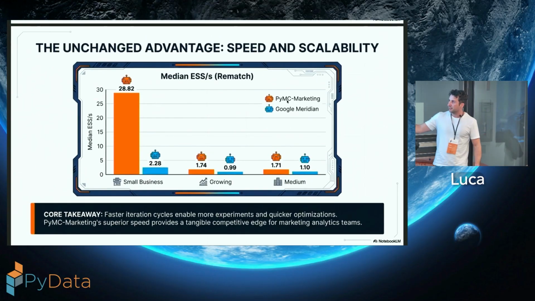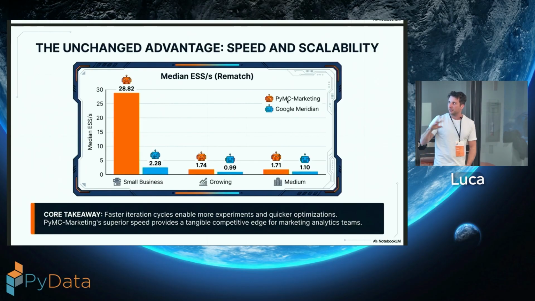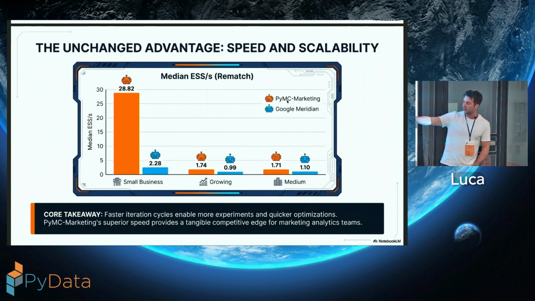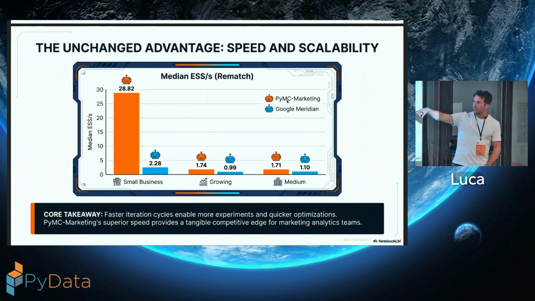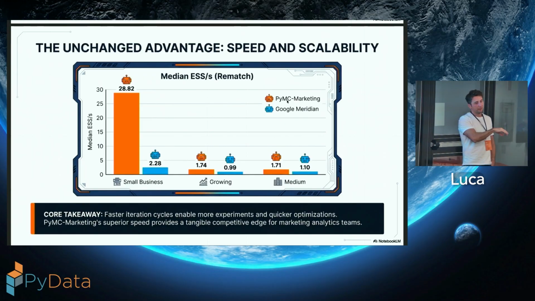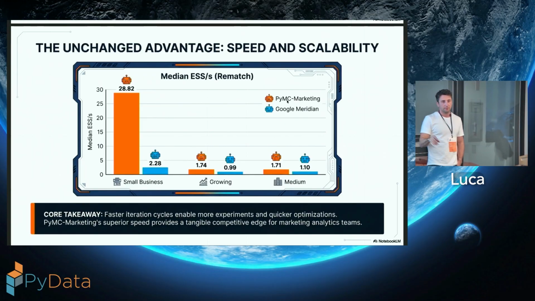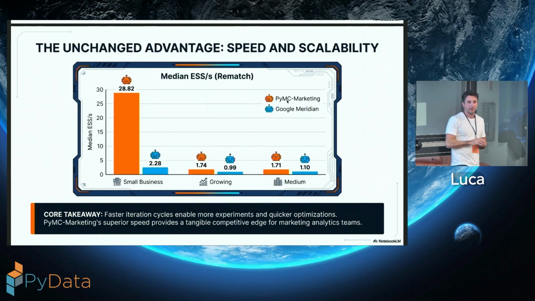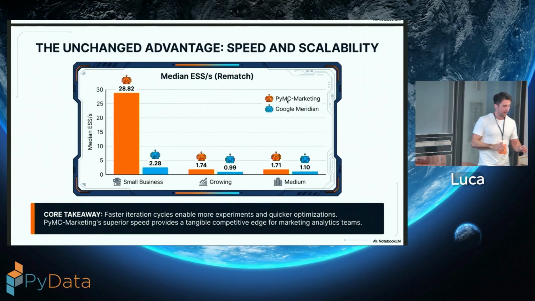This is just an aside. Even with this automated spline, the performance in fitting, the speed of fitting, has not changed. Before, I showed you just the mature data set. Here you see for small, growing, and medium businesses that even at a smaller scale, PyMC-Marketing with a different backend, called BlackJAX, can be even like 20 times faster than Meridian in fitting.